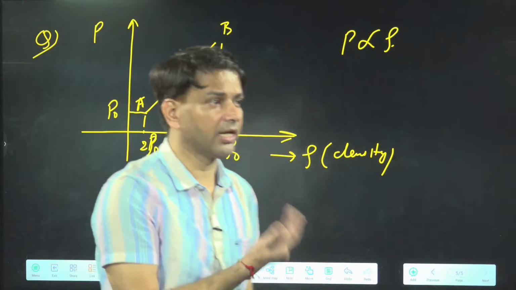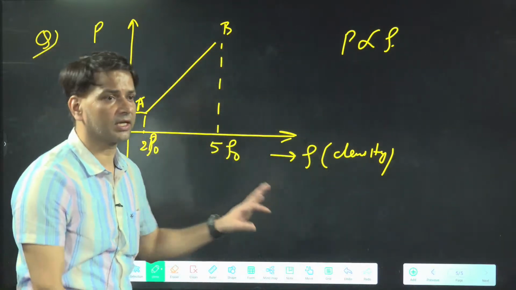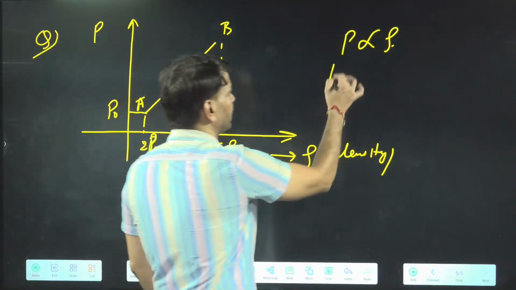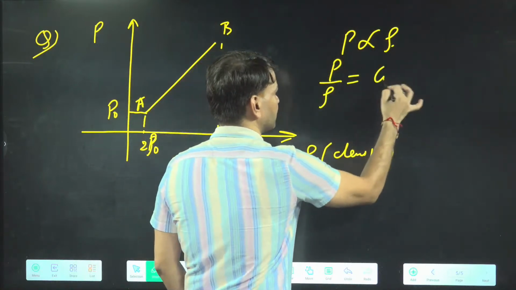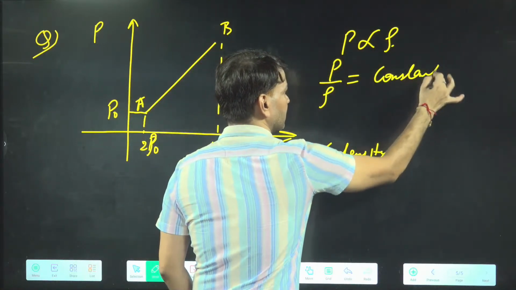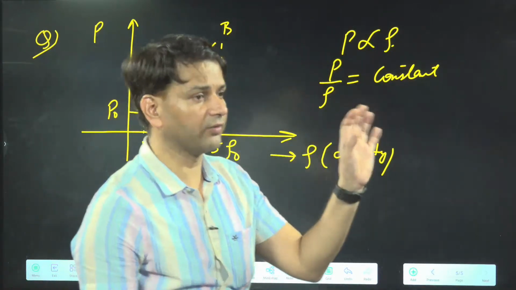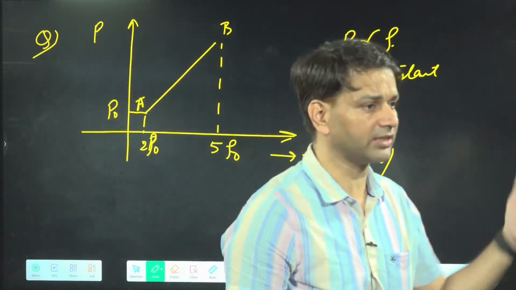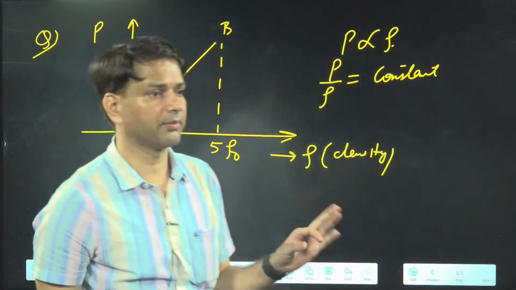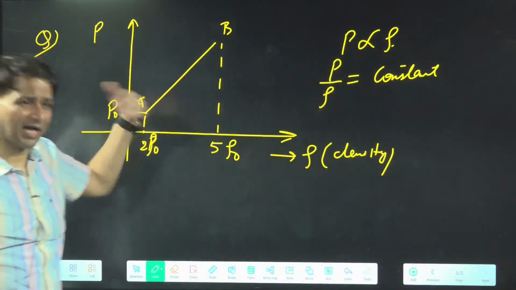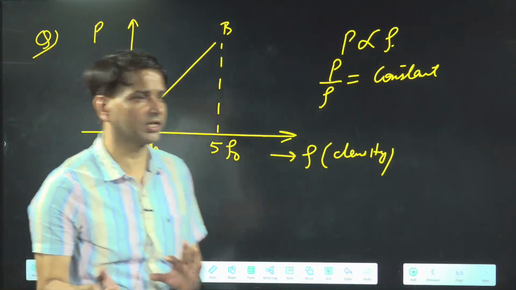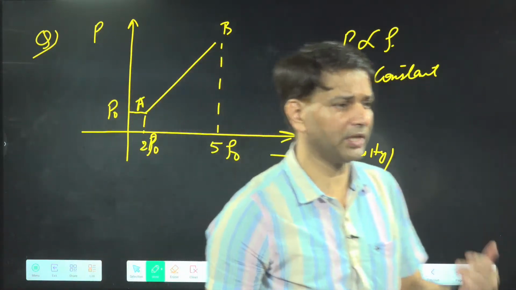So according to the straight line, we are getting P directly proportional to rho. So we can say P by rho is equal to constant. That is the graph we plotted in Boyle's law, the P and rho graph. We got a straight line passing through the origin. Remember, from the straight line you can say P is directly proportional to rho. That's why we can say P upon rho.